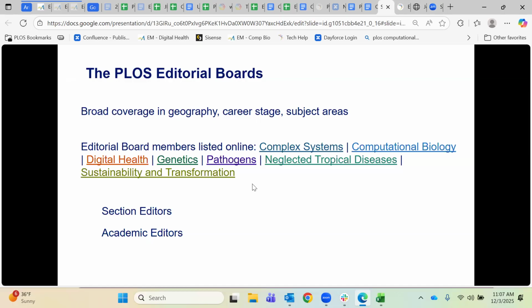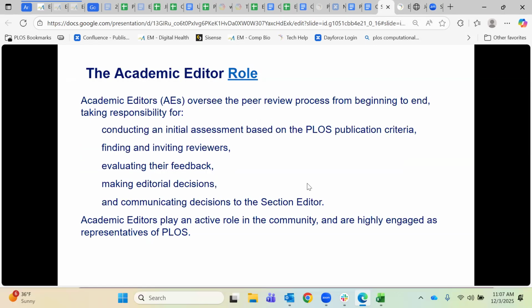The section editors see papers first, and we'll go through the life cycle of a paper. Once the paper has been invited to an academic editor, the section editor has already taken some form of look at it, but we'll get into that shortly.